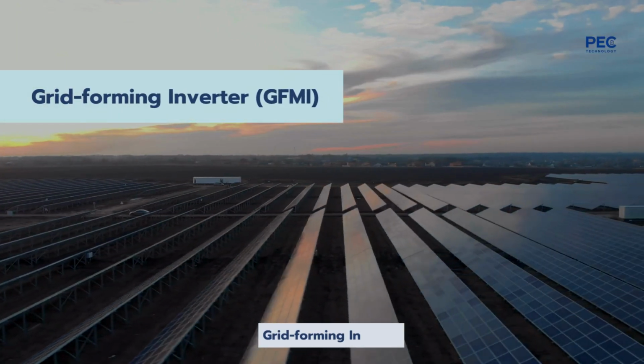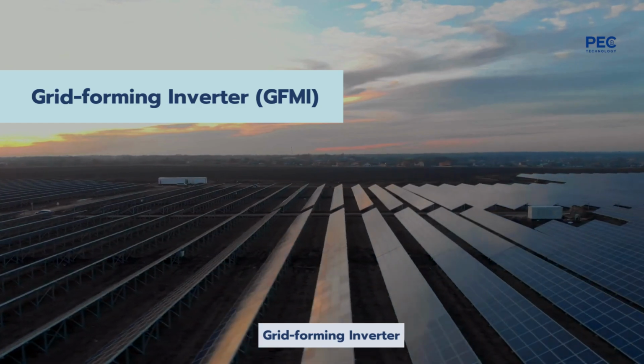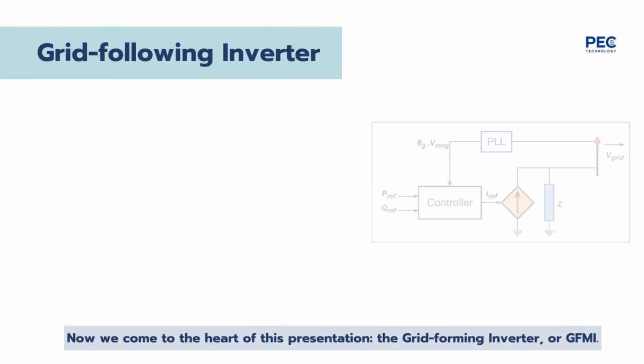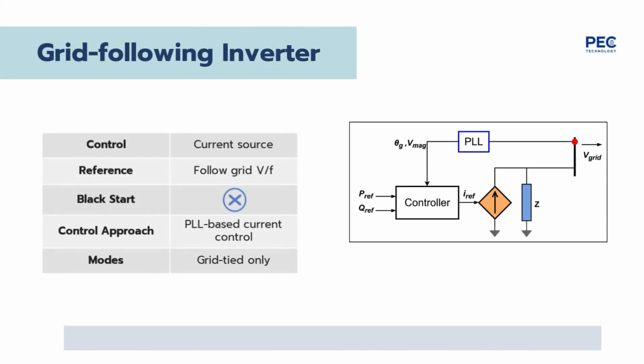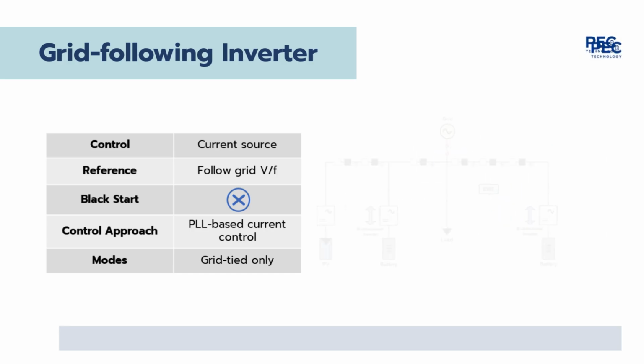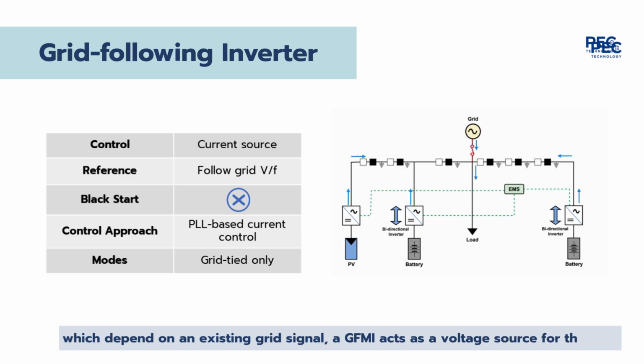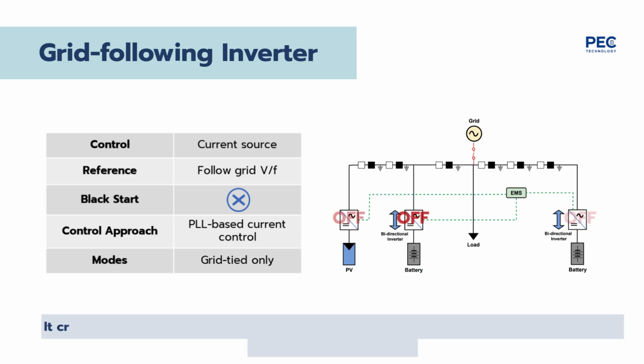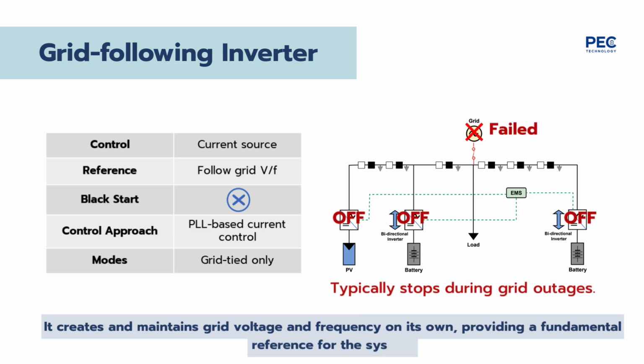Grid-forming inverter. Now we come to the heart of this presentation, the grid-forming inverter, or GFMI. Unlike traditional grid-following inverters, which depend on an existing grid signal, a GFMI acts as a voltage source for the grid. It creates and maintains grid voltage and frequency on its own, providing a fundamental reference for the system.